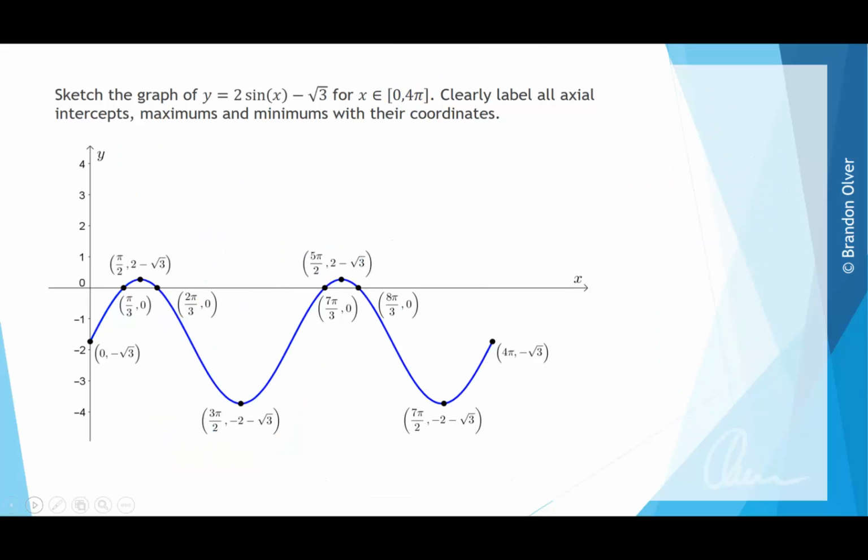Just quickly on this slide, we've got a computer to generate exactly the same thing, and you can see that all of the key features are the same as what we found on the previous slide.